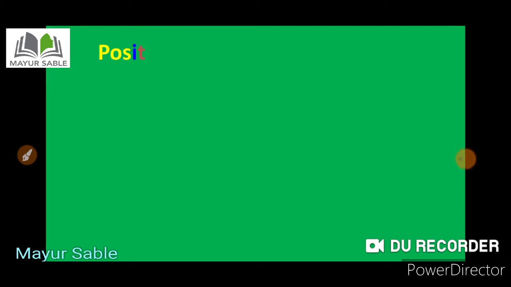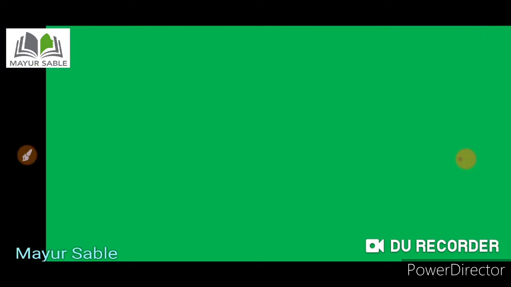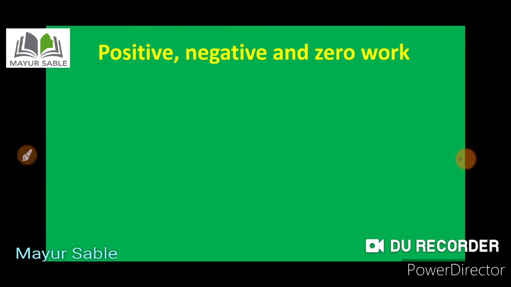The next point to study is positive, negative and zero work. So, let us study the types of work. For this purpose, we are going to answer some questions. The point given in your textbook is: discuss the direction of force and of displacement in each of the following cases. We will see them one by one.